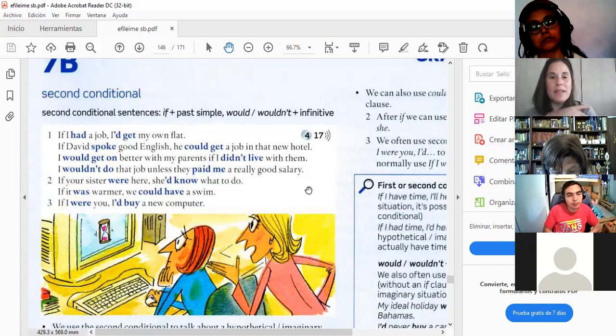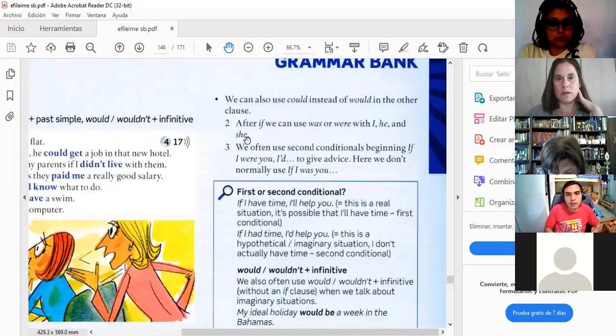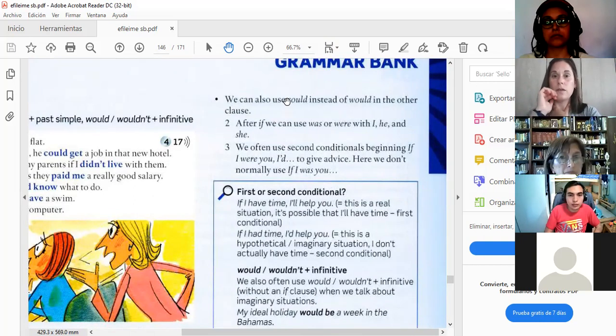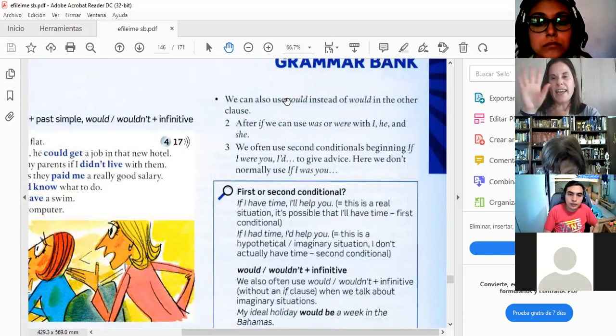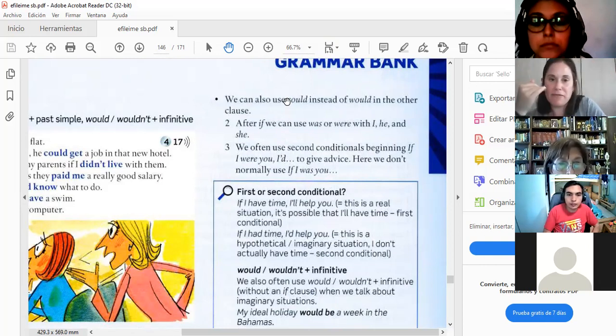Okay. Or we could swim. So we can also use could instead of would in the other clause. After if, we can use was or were with I, he, and she. Yes, it's very common with I. With he and she, it's okay, but with I it's very common.